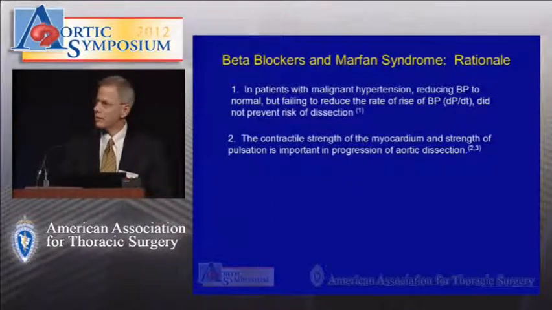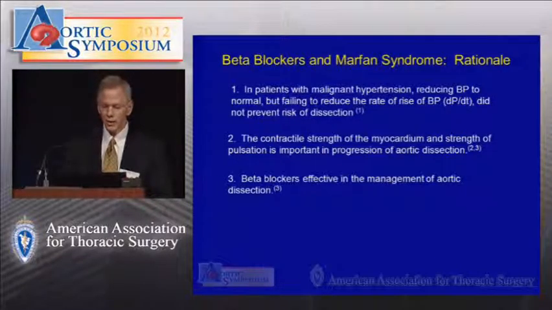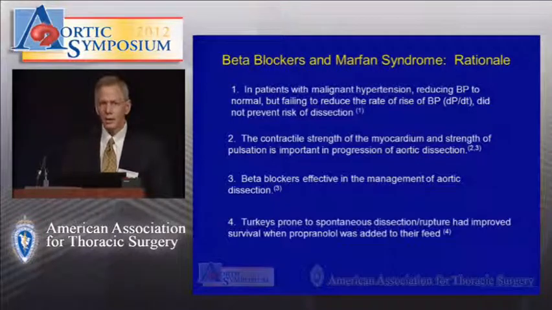The contractile strength of the myocardium and the strength of the pulsation is important in the progression of dissection, and beta blockers can lessen this effect and be effective in the management of aortic dissection. And in turkeys prone to spontaneous dissection or aortic rupture, survival improved when beta blocker was added to their feed.